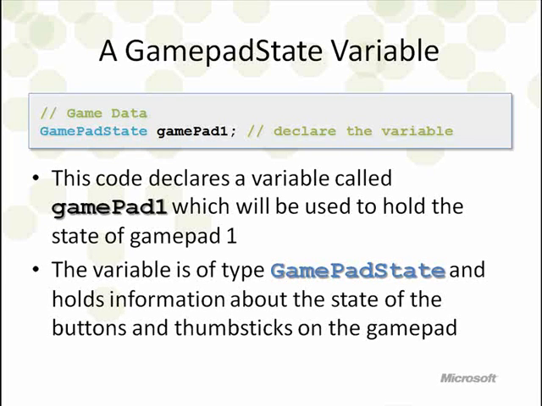I'm making a variable here called Gamepad1, which is of type GamepadState. So this is the box which will hold the information about my gamepad. Right, and everything's in there: buttons, thumbsticks, all the stuff you want to know. So we've got this little box that can hold information about what our gamepad's doing at the moment.